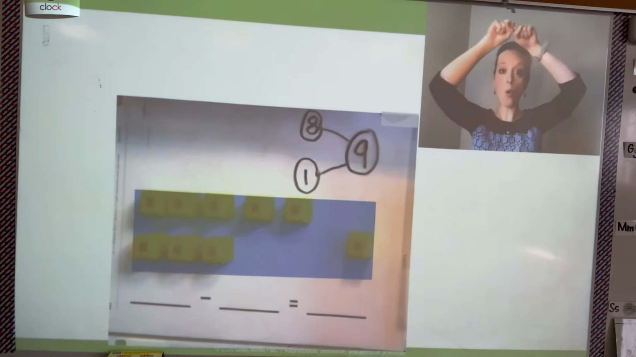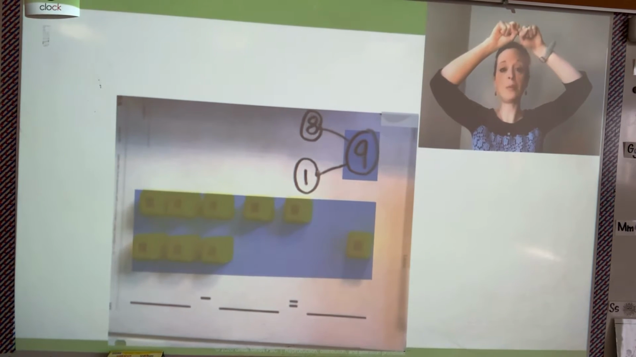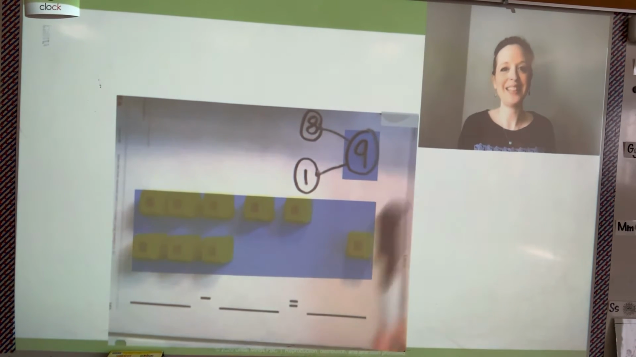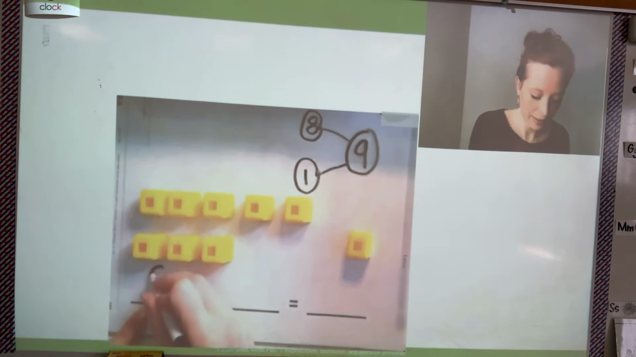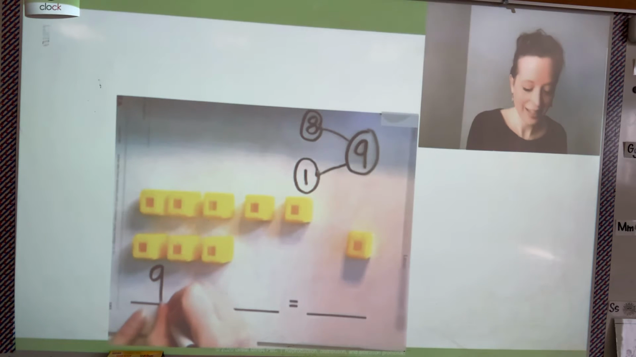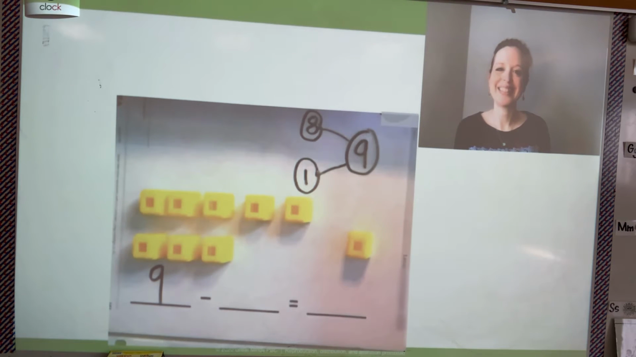9 is our whole, and in subtraction sentences, we always start with our whole. So let's get our marker and write 9 in the first blank. So here's our first blank, and the number 9. Now we have our takeaway or minus sign. That tells us it's a subtraction sentence. And our next blank. What number should go in this blank?